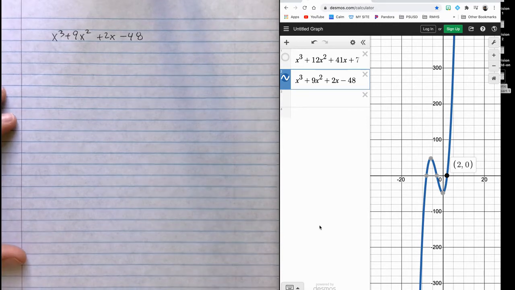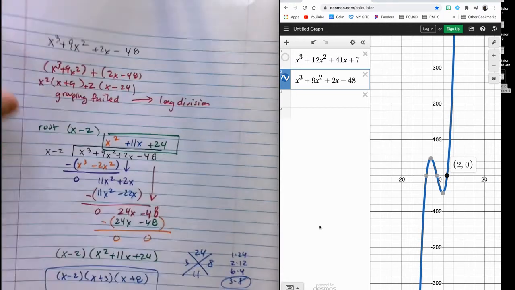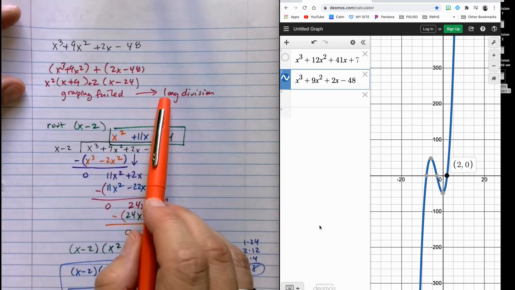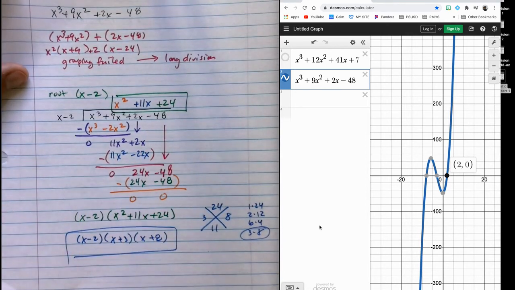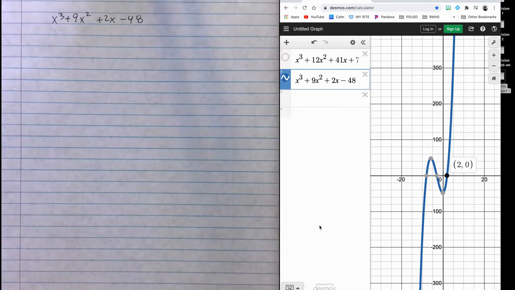Here's another example of synthetic division. This is the second one we've already done, so we would have tested this using grouping, and as before we saw grouping fail, so we went to long division. But I'm going to show you how we would apply synthetic to this problem. Synthetic division is going to be much faster.